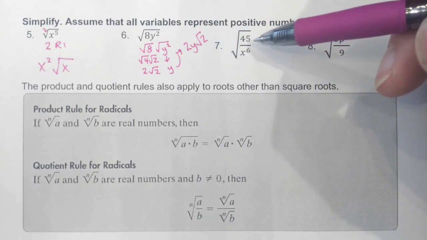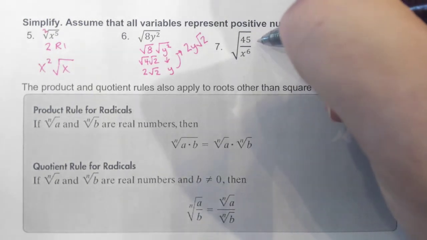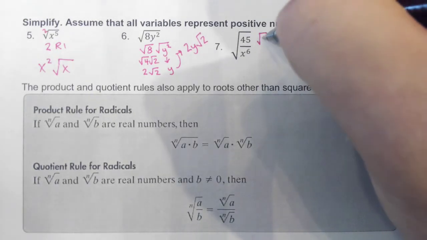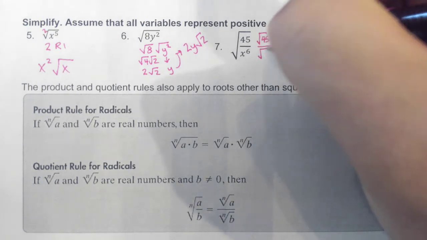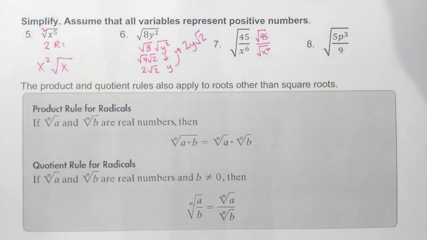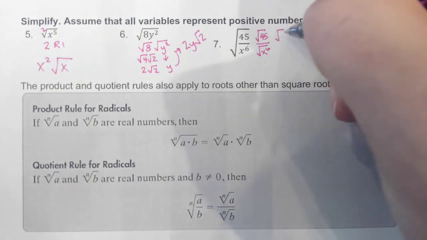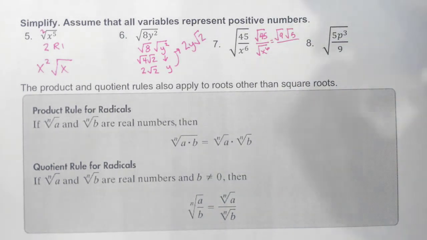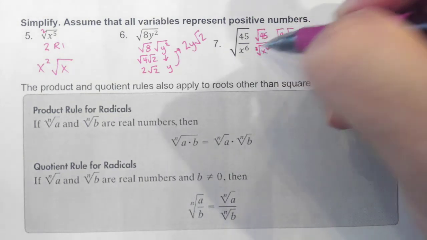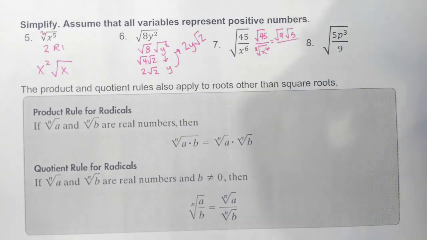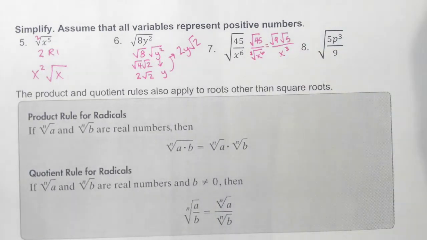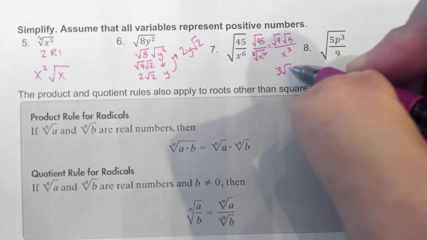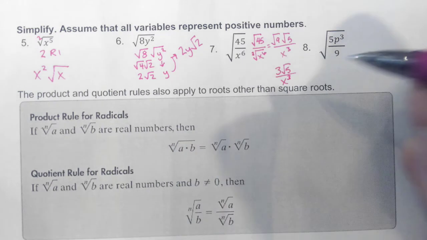Number 7, we would again make the 2 separate radicals, the square root of 45 on top, the square root of x to the 6th on bottom. What perfect square divides 45? Well, 9, right? So that's the square root of 9 times the square root of 5. On bottom, we can just do that. Remember, it's an understood index of 2. We divide 6 by 2 and that gives us x to the 3rd in the denominator. And then we just need to simplify that square root of 9. It is 3 square roots of 5 over x to the 3rd.